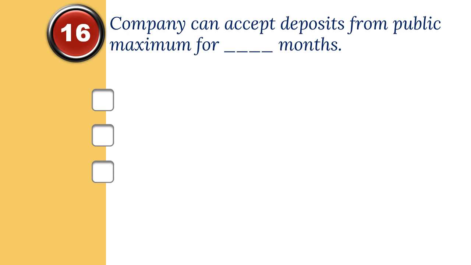16. Company can accept deposits from public, maximum for dash months. The options are A. 12, B. 24, C. 36. And the correct option is C. 36.